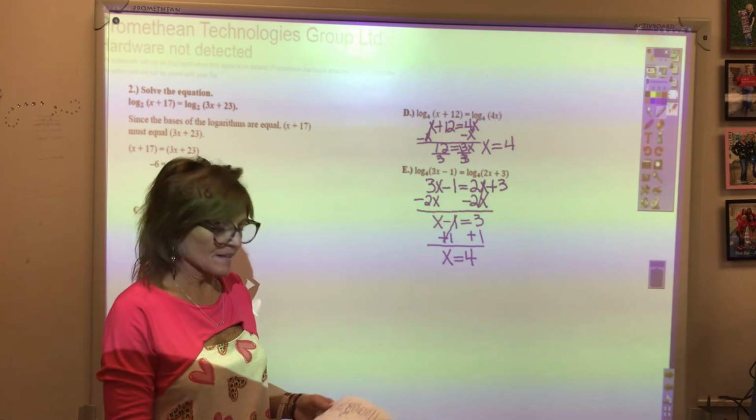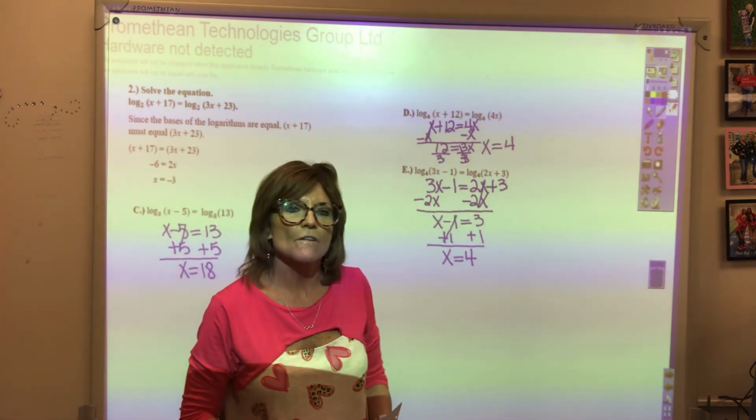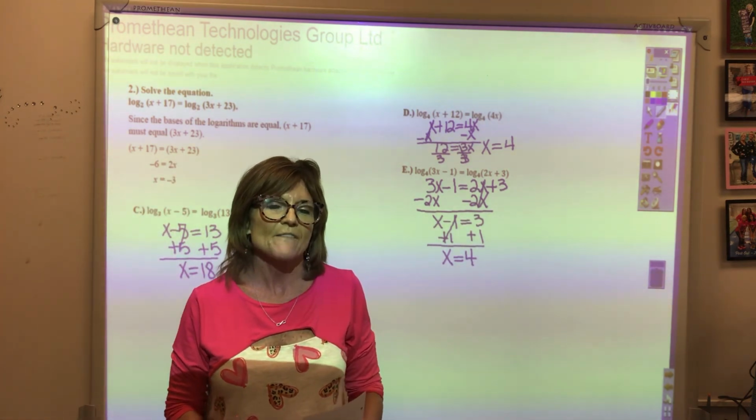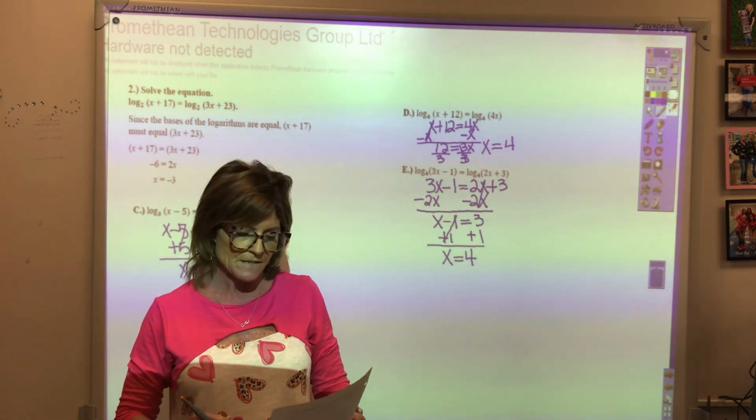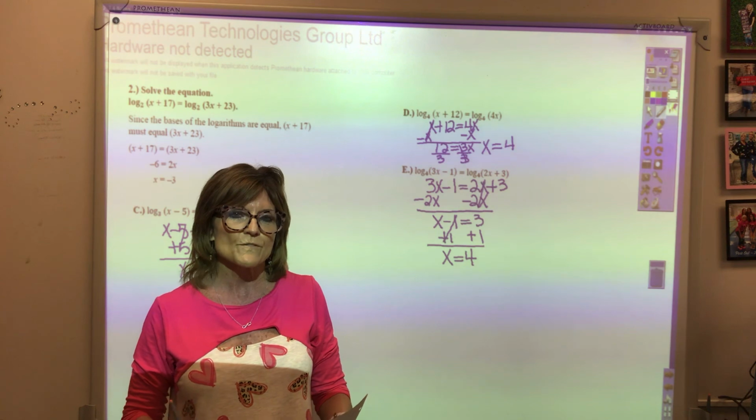There you have it. That is how you solve logarithmic equations. I think you'll find these pretty easy. You just are going to do the ones on the right side, the practice problems 1 through 5.